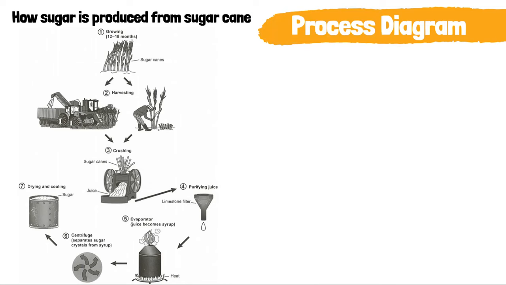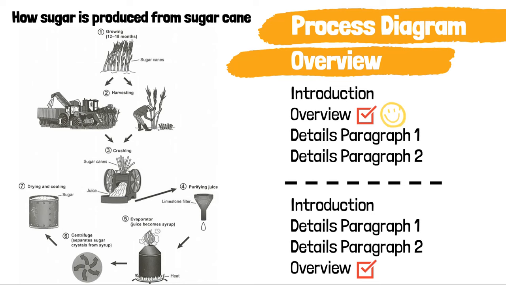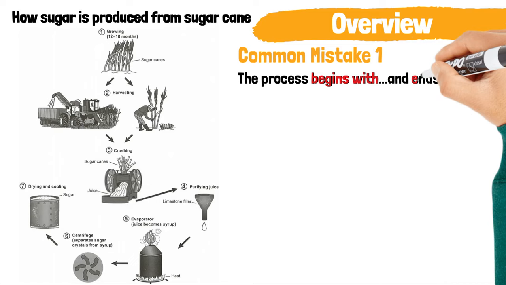Let's first talk about the overview paragraph. It can be your second or your last paragraph. I always write the overview in my second paragraph. So when writing an overview for a process diagram, a mistake would be to say the process begins with and ends with. So what's wrong with the begin with and end with?